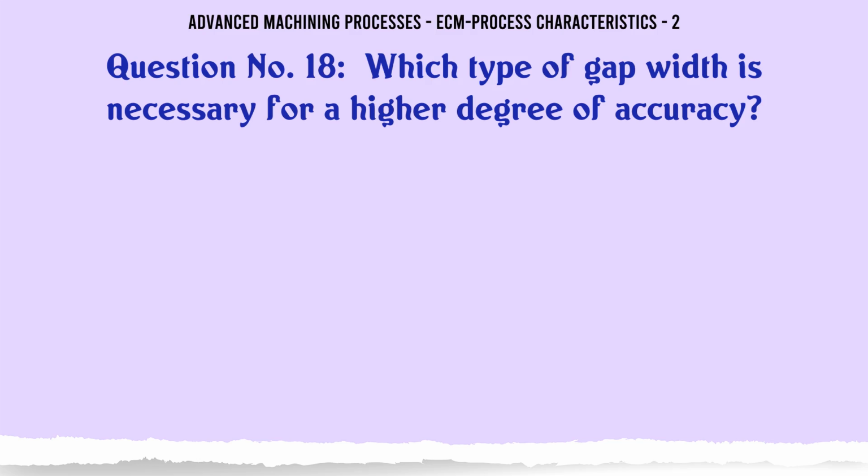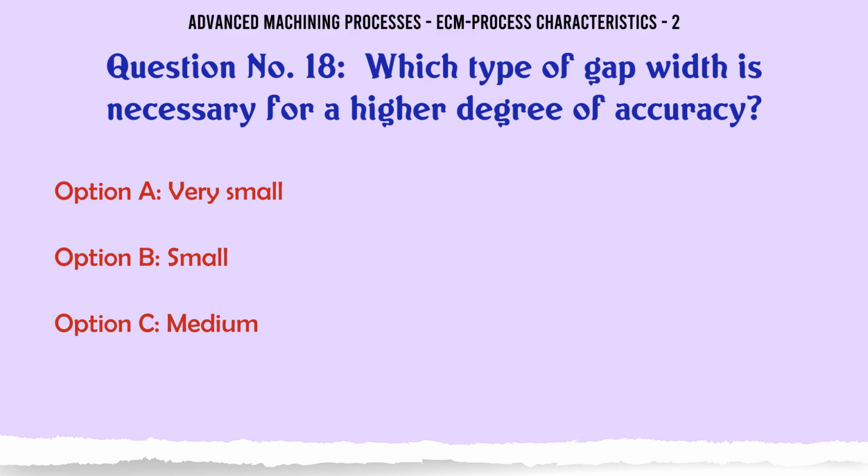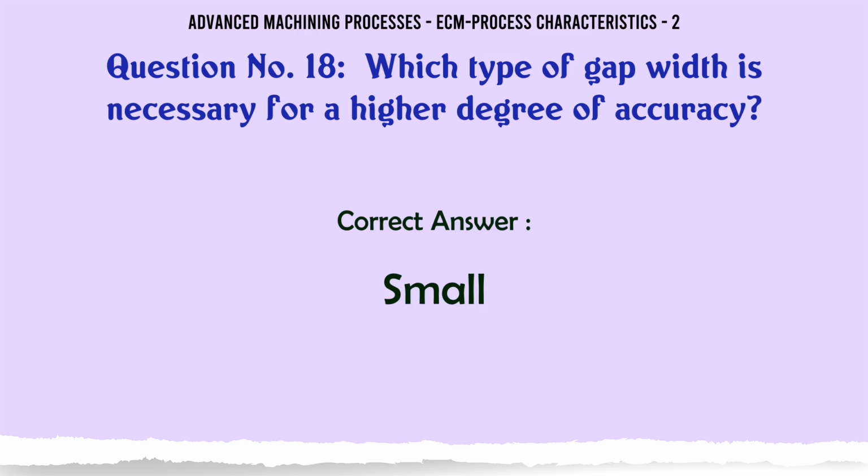Which type of gap width is necessary for a higher degree of accuracy? A. Very small. B. Small. C. Medium. D. High. The correct answer is small.